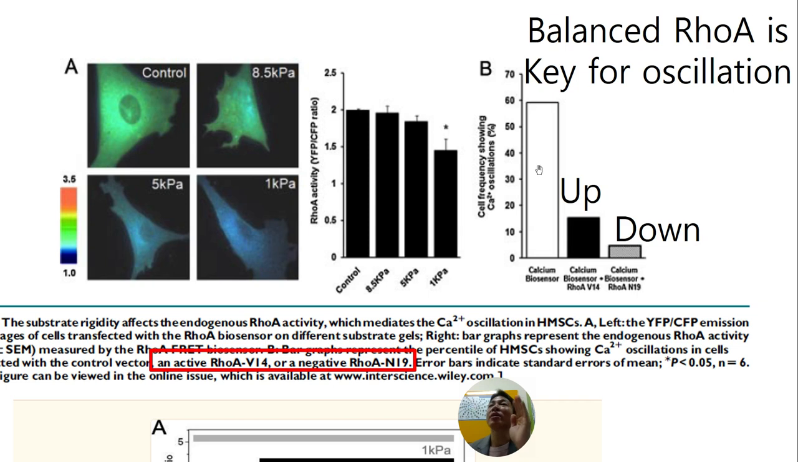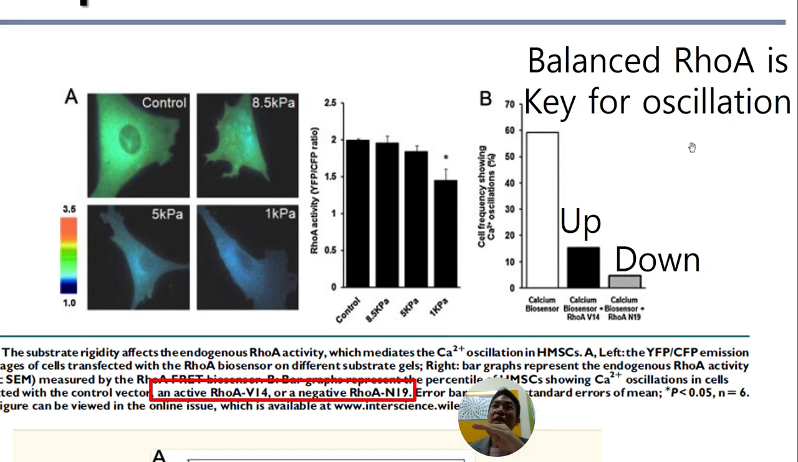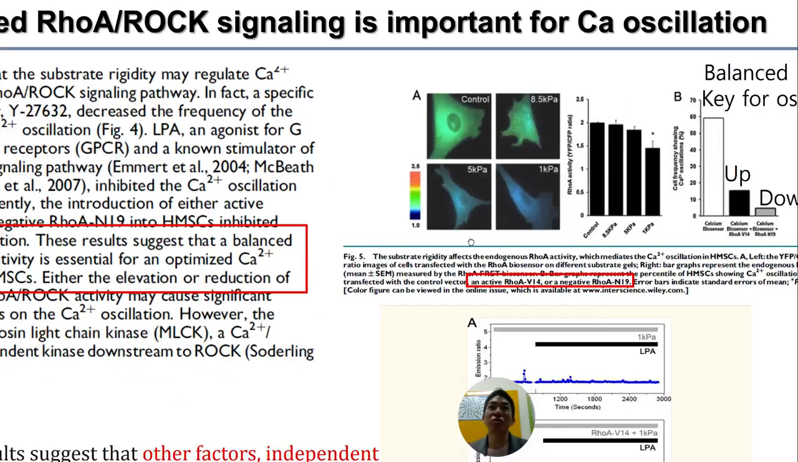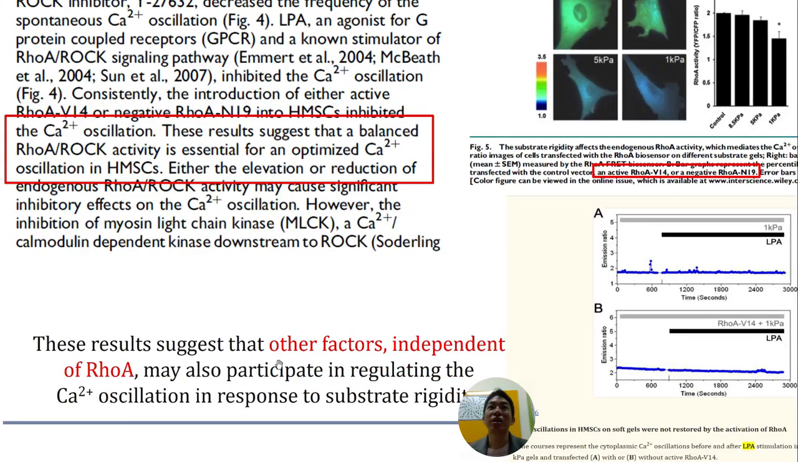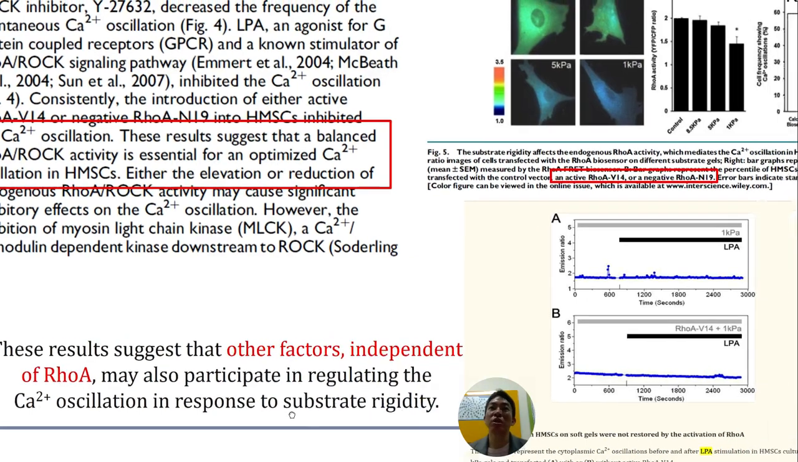But when they activate more Rho activity, this oscillation also decreases. And then they block the Rho using this mutant one, also decreased. So we can say that balanced Rho is key for maintaining the MSC oscillation. So this is their meaning, okay? And then this result suggests that other factors independent of Rho may also participate in regulating the calcium oscillation in response to substrate rigidity.